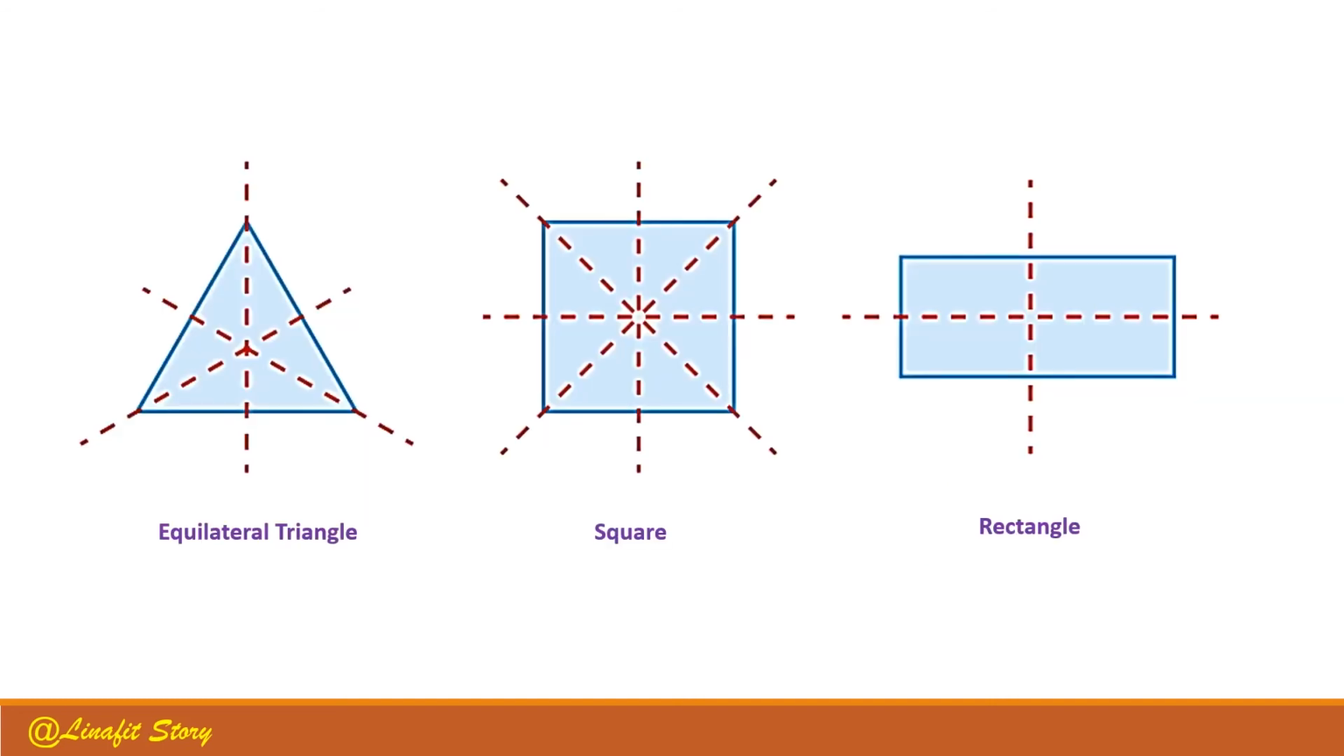Below are a selection of common shapes with their lines of symmetry, shown as red dashed lines. So this is the equilateral triangle. This is the square, and then this is the line of symmetry of the rectangle. The number of lines of symmetry in a regular polygon is equal to the number of sides. So the triangle has 3 lines of symmetry. The square has 4 lines of symmetry. And the rectangle has 2 symmetry lines.